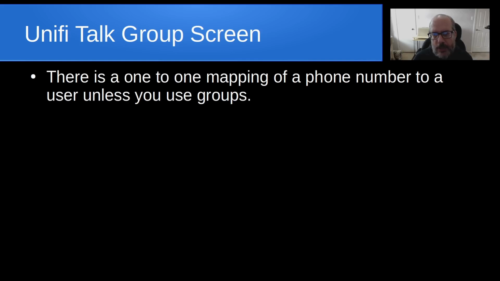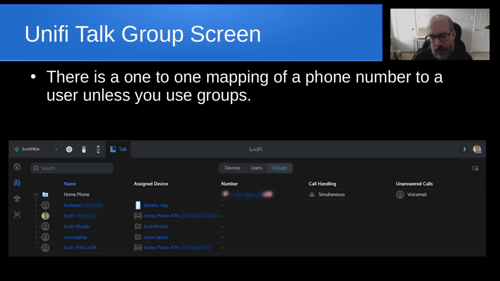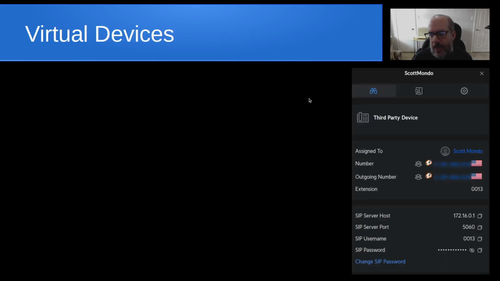So then we have the Unifi Talk group screen. As I mentioned earlier, there's a one-to-one mapping of a phone number to a user unless you use groups. So here's an example of the group that I have called Home Phone. The group Home Phone is assigned to my wife, it's assigned to myself, it's assigned to my user for my desktop, and to my user for my laptop, and it's also assigned to the second port of the ATA, which is going to be a future. And then we have the concept of virtual devices.